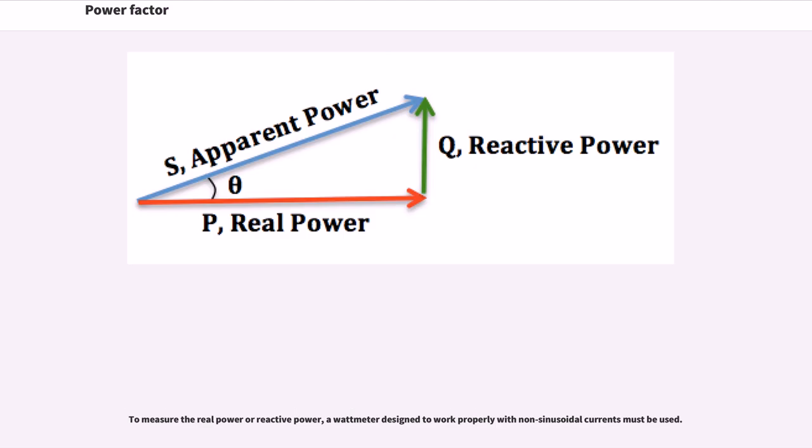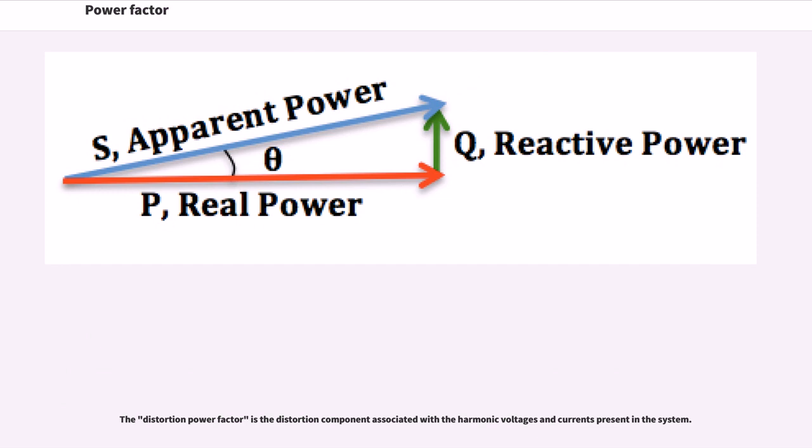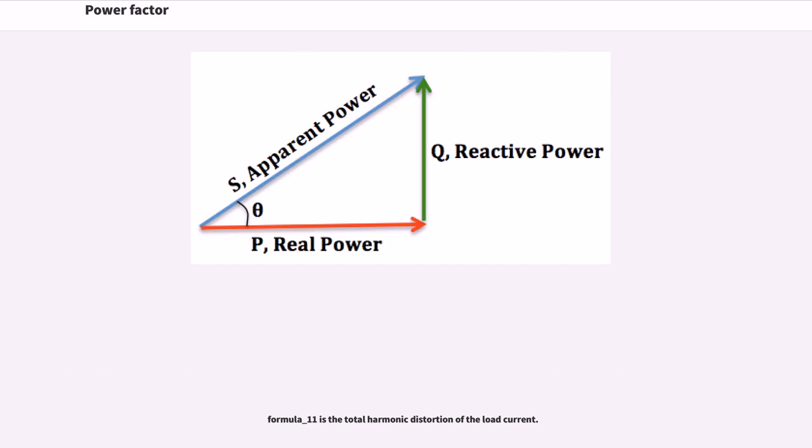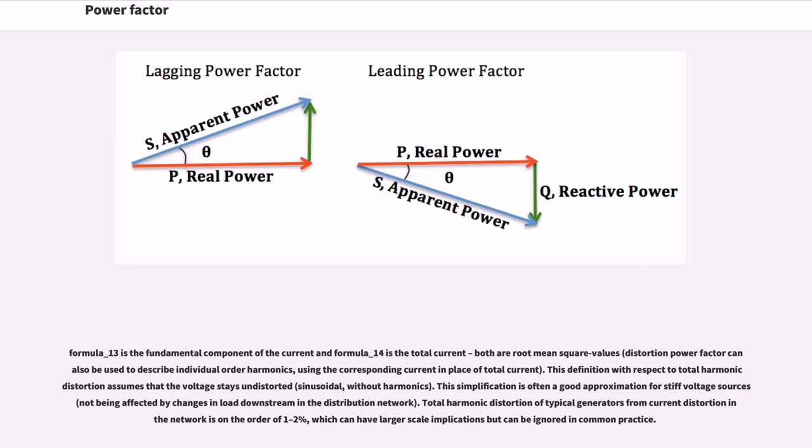To measure the real power or reactive power, a wattmeter designed to work properly with non-sinusoidal currents must be used. The distortion power factor is the distortion component associated with the harmonic voltages and currents present in the system. Formula_11 is the total harmonic distortion of the load current. Formula_13 is the fundamental component of the current and Formula_14 is the total current. Both are root mean square values.